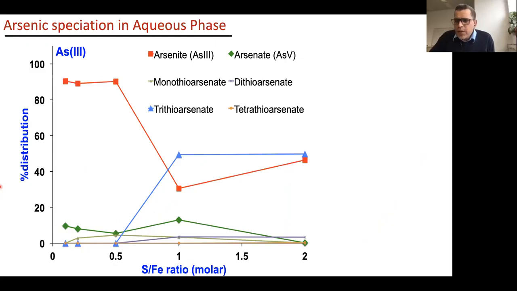We needed to know what exact speciation of arsenic is in the solution. So we did different speciation analyses, but we found this one first. The first figure is about the system where we had arsenic 3 initially soaked on the ferrihydrite, and then it was exposed to sulfide. What we see here is that the red line is arsenic 3, which is known as arsenite.